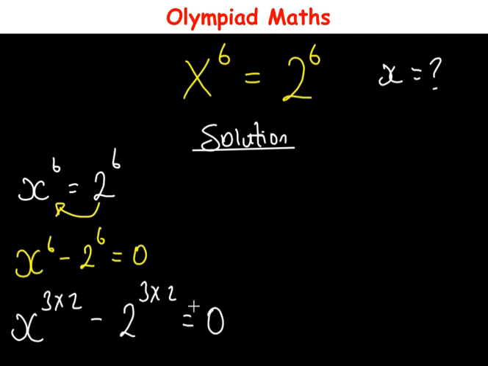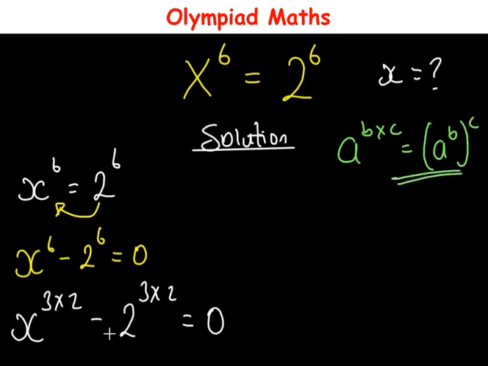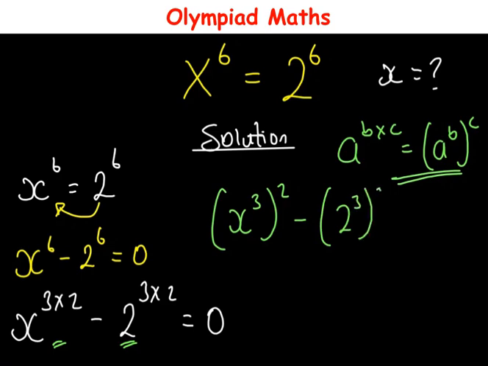is all equal to 0. And following this rule, that if you have a raised to power b times c, this equals in bracket a raised to power b, power of c. Okay, so applying this rule right here and here also, what we then have is this, that in bracket x raised to power 3, all raised to power 2, minus in bracket 2 raised to power 3, all raised to power 2, is equal to 0.